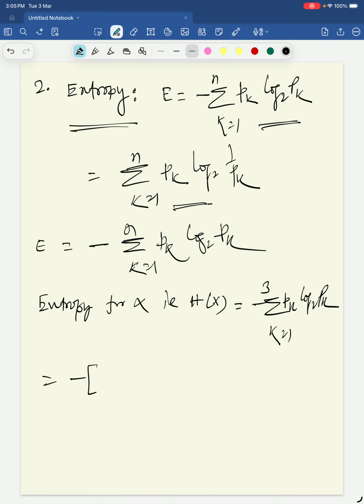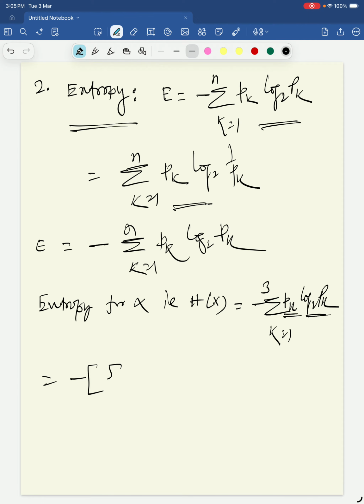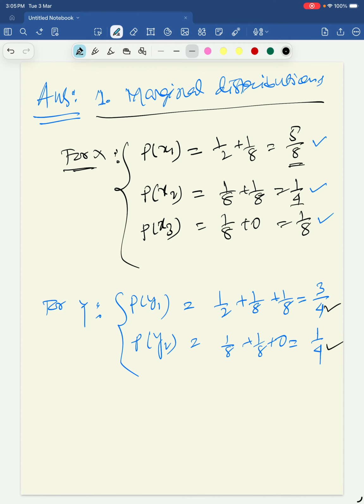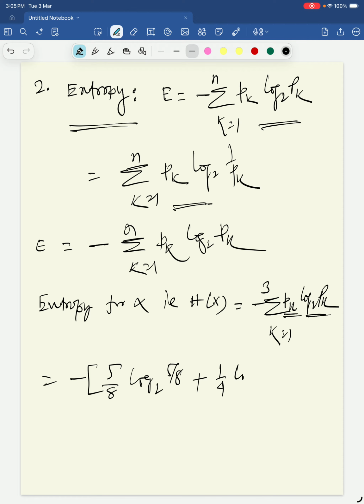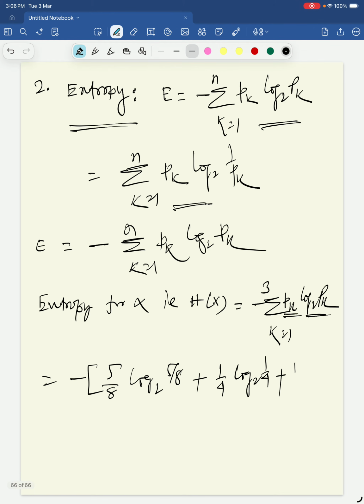So that means the minus is outside. First probability into log to the base first probability, like this. So what are the probabilities? This is 5 by 8, so 5 by 8 log to the base 5 by 8. Similarly, plus the second probability, 1 by 4, log to the base 1 by 4, plus the last probability, 1 by 8, 1 by 8 log to the base 1 by 8.